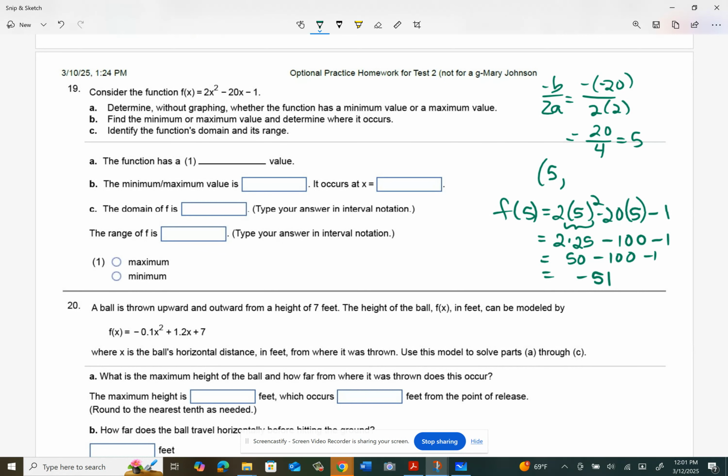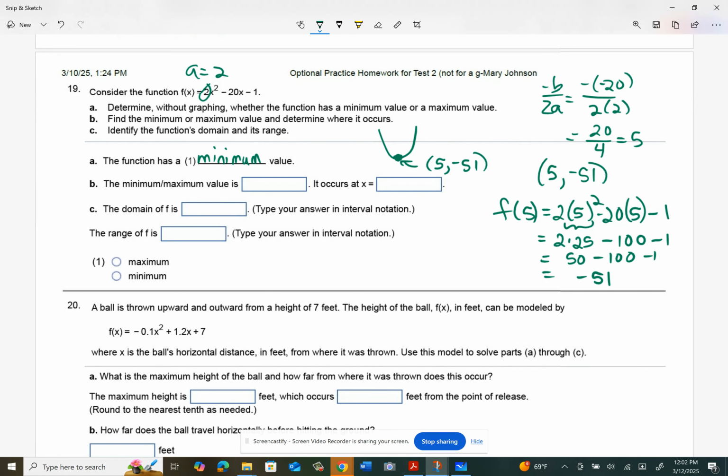All right, so I know my vertex is this. Now let's think about this parabola. To determine whether it has a max or a min, I need to really think about how a equals 2. So I know this parabola is going to be opening up because a equals 2. And then this vertex is going to be at 5, negative 51. But we know it opens up. So that means, notice when you look at the picture, if it opens up, that's going to be a low point. The vertex is a low point, which means it has a minimum value.